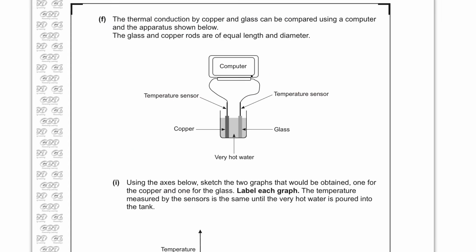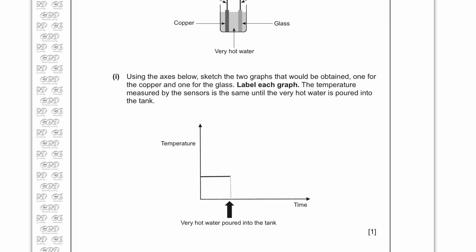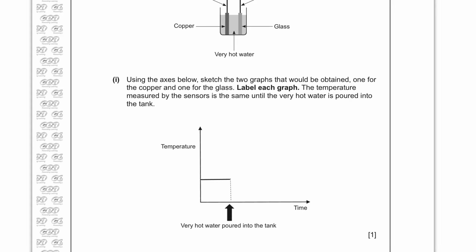Part F, the thermal conduction by copper and glass can be compared using a computer and the apparatus shown below. The glass and copper rods are of equal length and diameter, and you can see they've got temperature sensors going into them, and then they're in hot water. By using the axes below, sketch 2 graphs that would be obtained, one for the copper, one for the glass. Label each graph. So the copper is a conductor, and obviously it's going to heat up quicker, and the glass is an insulator, it's going to take longer to heat up.